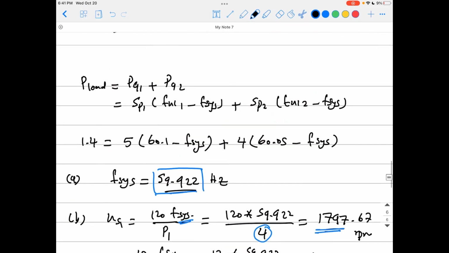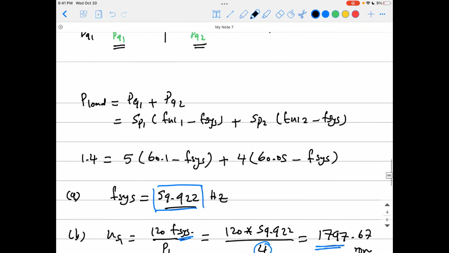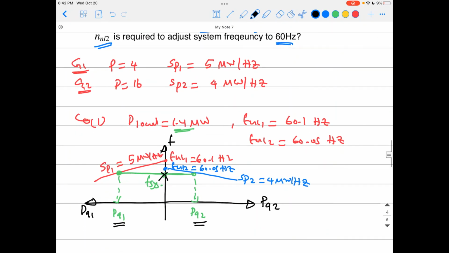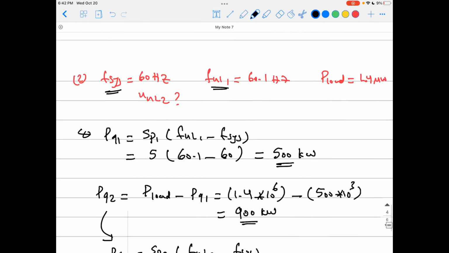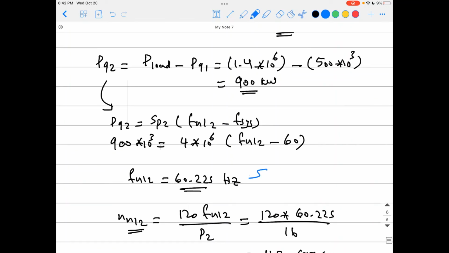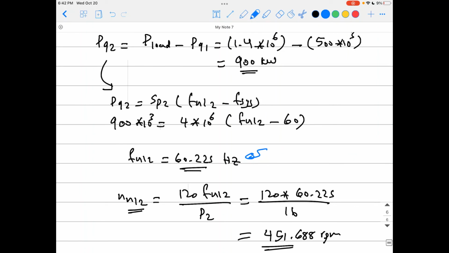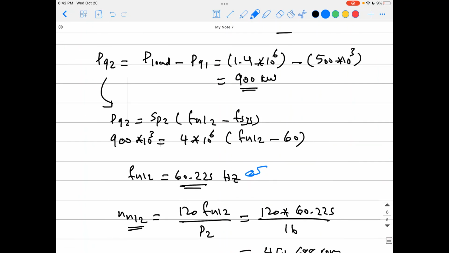In the first case, the load sharing was such that the system frequency was less than 60 Hz. So I was asking you, if I can control the governor of generator 2 to restore my system frequency back to 60 Hz, what do I need to do? The no load frequency of generator 2 from before was 60.05 Hz. So with our calculations, we need to use the governor to increase the no load frequency to 60.225 rather than 60.05 before. This will adjust the system frequency to 60 Hz and will slightly change the load sharing between the two generators. Okay, guys?